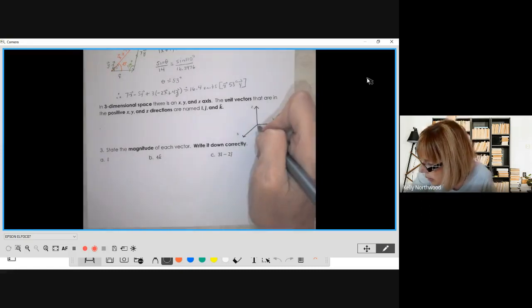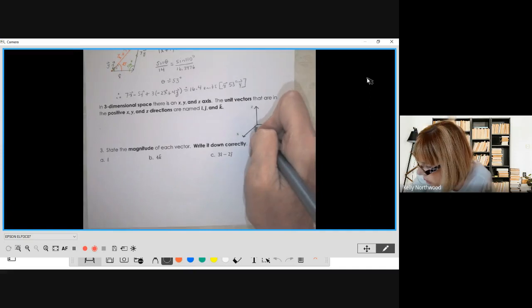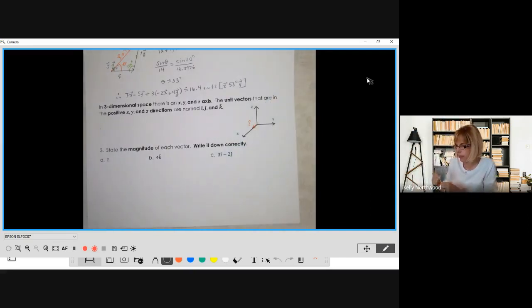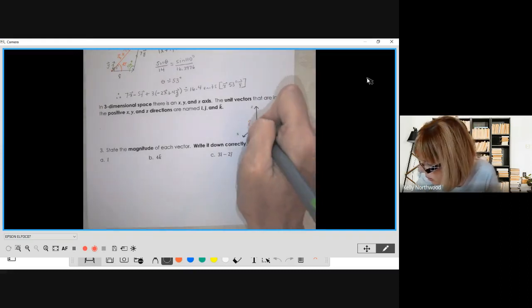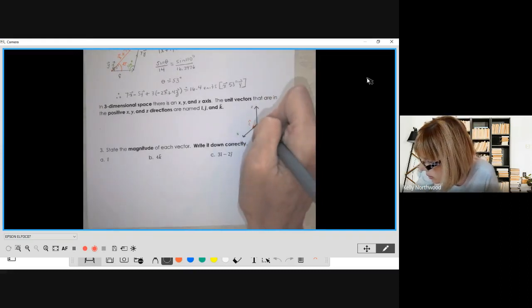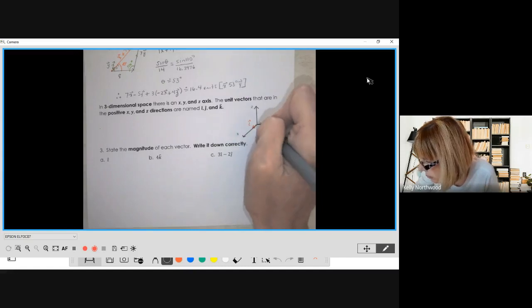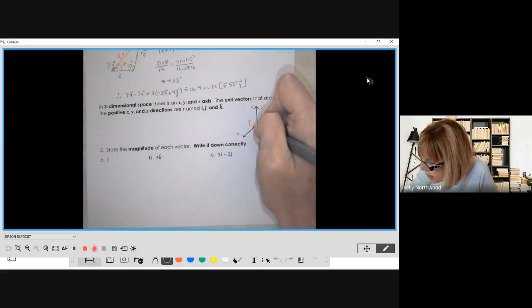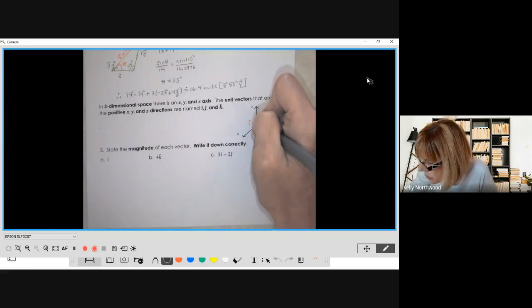So i hat would be a unit vector, so just 1 unit long in the positive x direction. So that's vector i hat in orange there. Vector j hat is 1 unit in the positive y direction. So to the right, that's vector j hat, 1 unit in the positive y direction. And k hat is 1 unit in the positive z direction, so up.